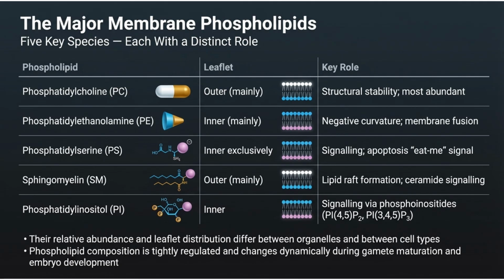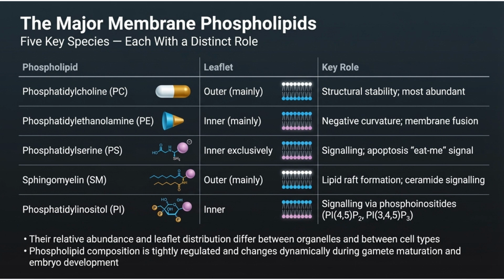Sphingomyelin has a different biochemical backbone from the other phospholipids. It is built on serine rather than glycerol, but its functional role at the outer leaflet is critical. It packs tightly with cholesterol to form lipid rafts, which are ordered signaling microdomains that concentrate specific proteins and lipids together to facilitate efficient signal transduction.